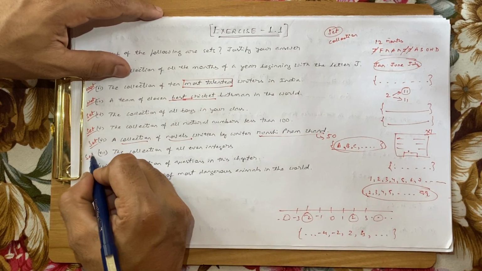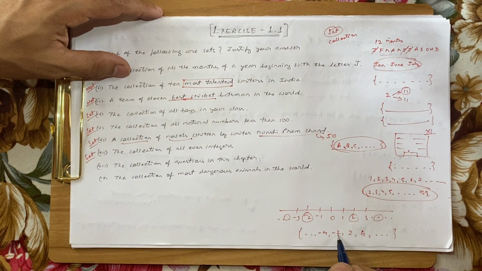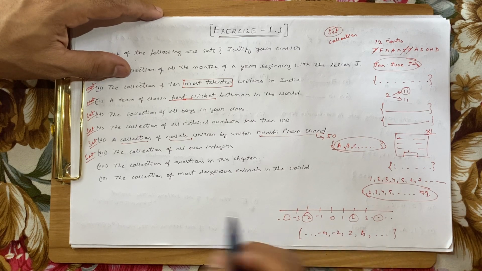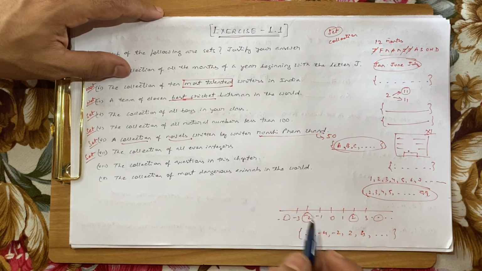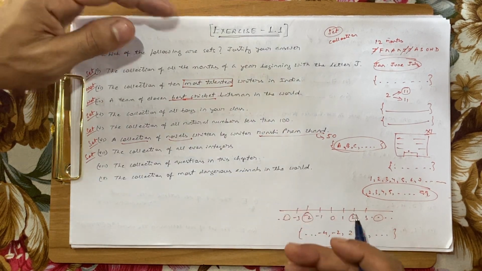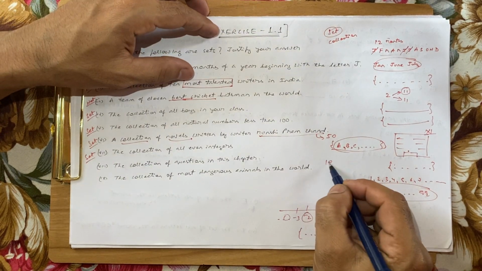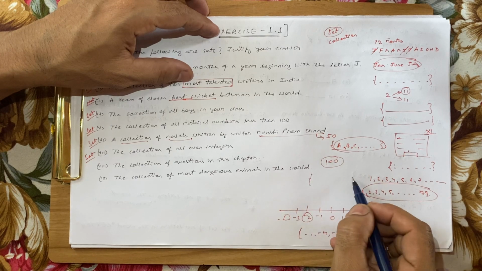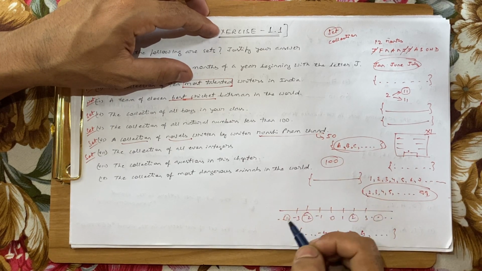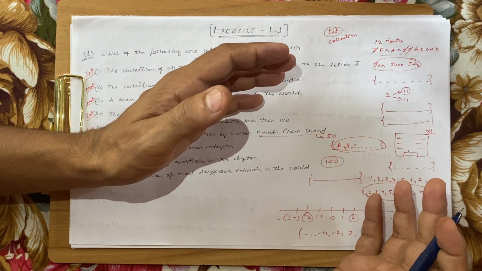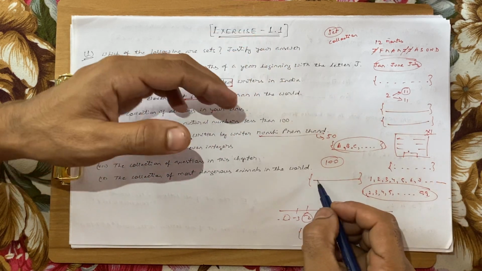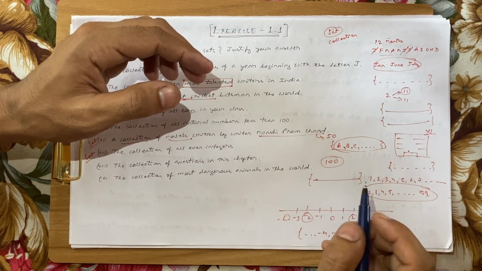So this is a set, because this collection is well defined. Each of the elements has a common definition. Take the collection of questions in this chapter. Say you have 100 questions in this chapter, so you can form a collection of these 100 questions, and each of the questions has a common nature.